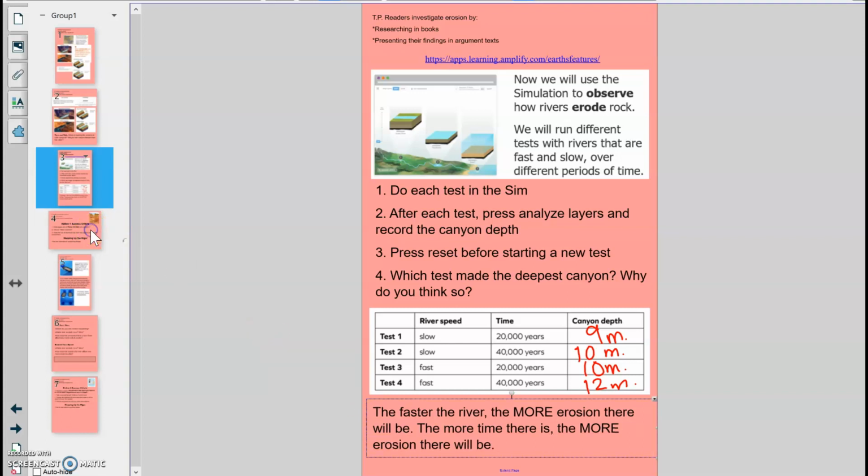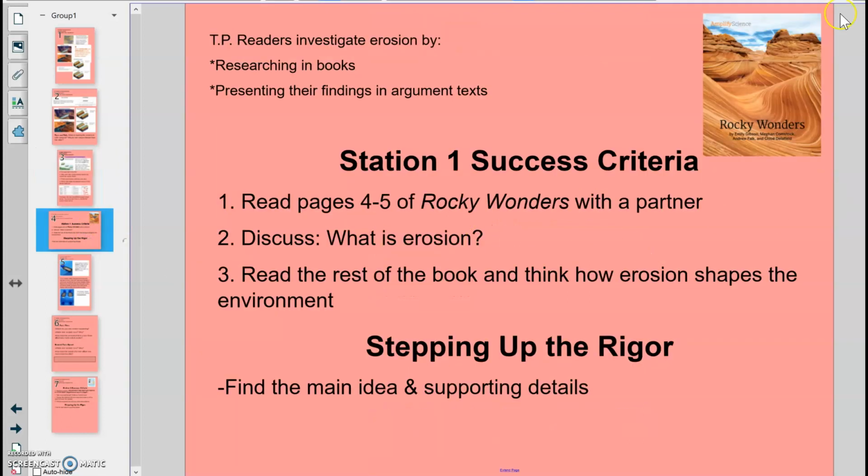All right, your job for today is to read this book called Rocky Wonders. You're going to start by reading just pages 4 and 5 and thinking in your own words, what is erosion? How could you define that? Then please read the rest of the book and think, how does erosion shape the environment? For the Stepping Up the Rigor, you can find the main idea and supporting details.